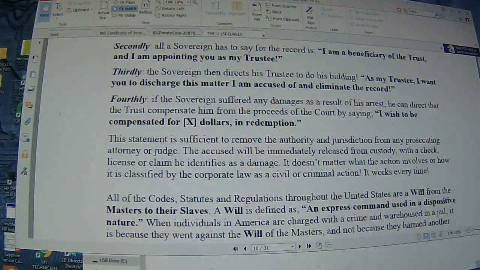All right. Fourthly, if the sovereign suffers any damages as a result of his arrest, he can direct the trust to compensate him from the proceeds of the court by saying, I wish to be compensated for X amount of dollars in redemption. This statement is sufficient to remove the authority and jurisdiction from any prosecuting attorney or judge. The accused will be immediately released from custody with a check, license, or claim he identifies as a damage. It doesn't matter what the action involves or how it is classified by the corporate law as a civil or criminal action. It works every time.